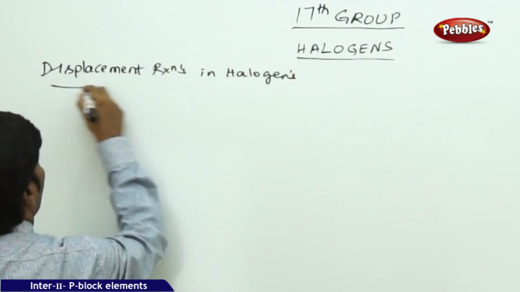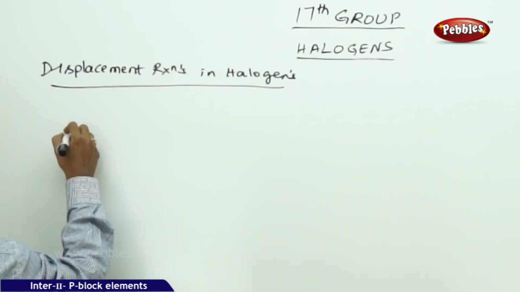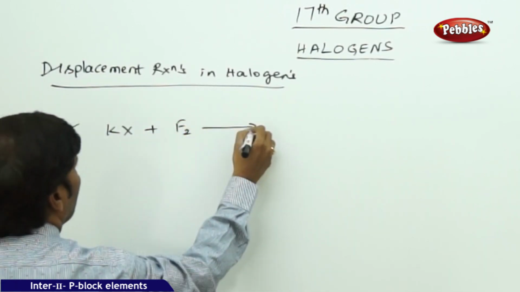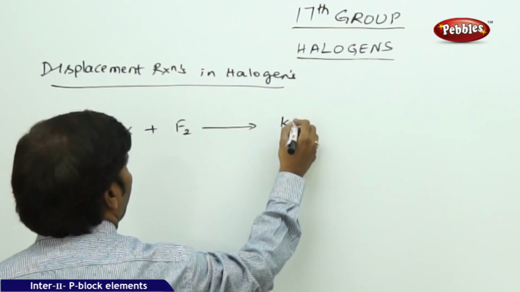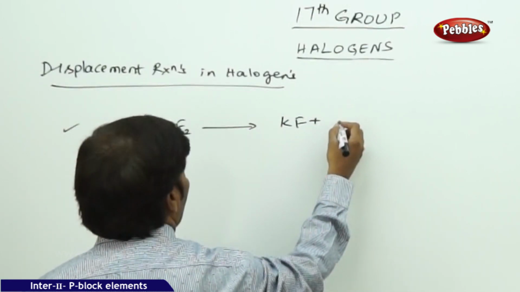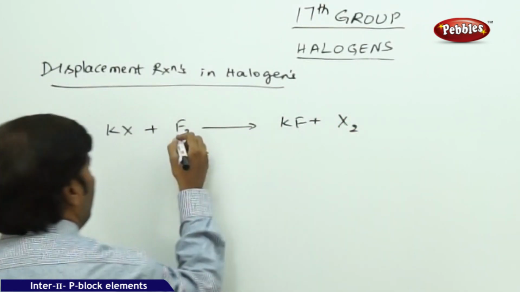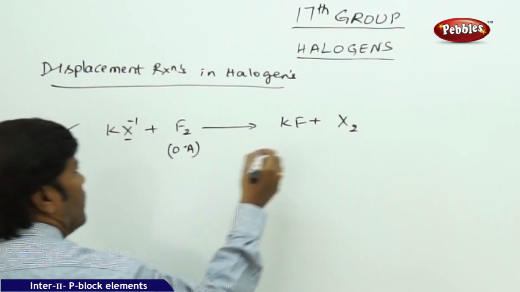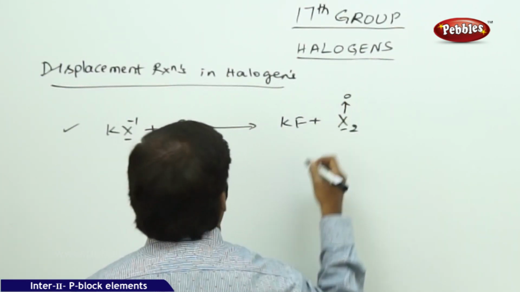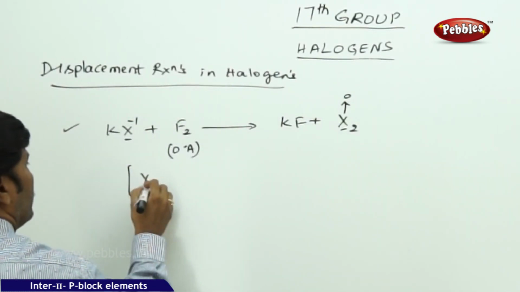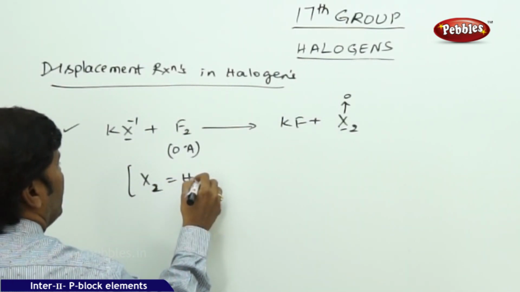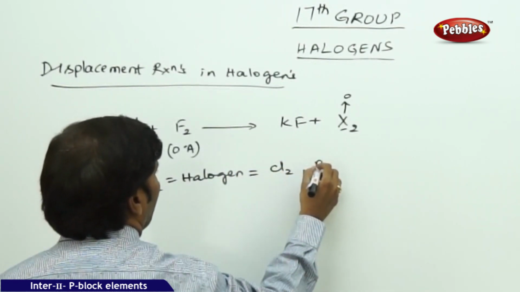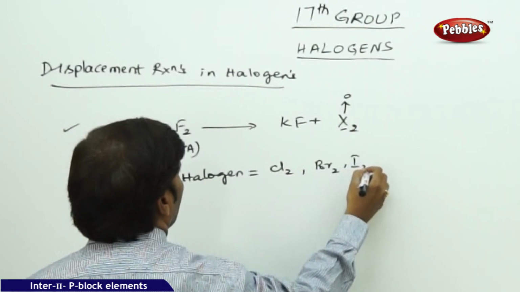Suppose I am taking one reaction like this: KX plus F2 gives rise to KF plus X2, where fluorine is acting as an oxidizing agent. So here X2 is a halogen, and the halogens here are chlorine, bromine and iodine.